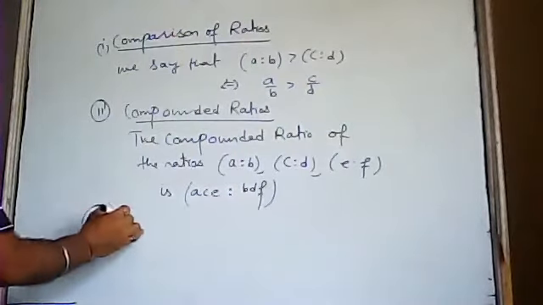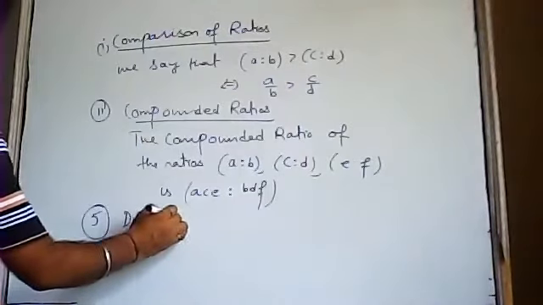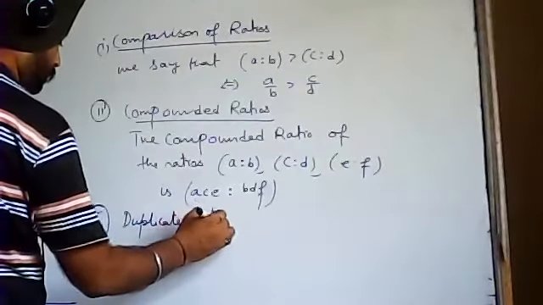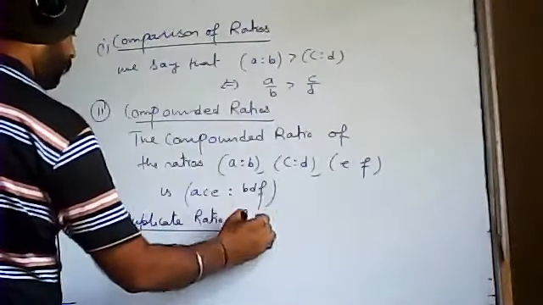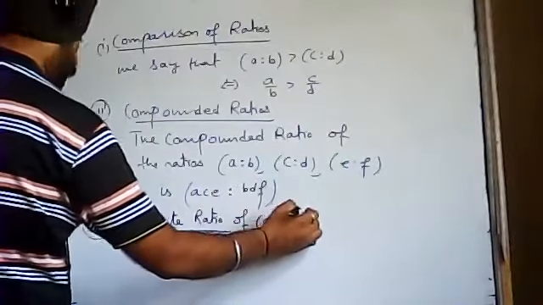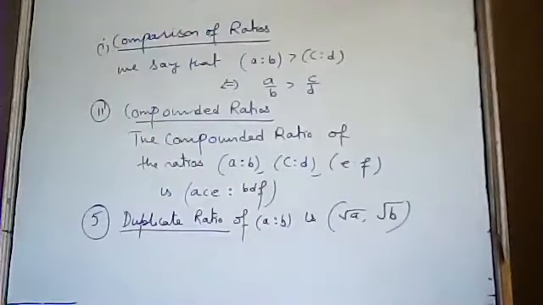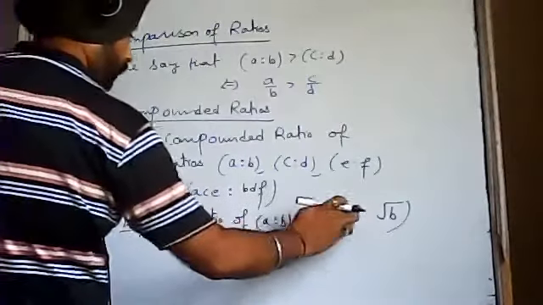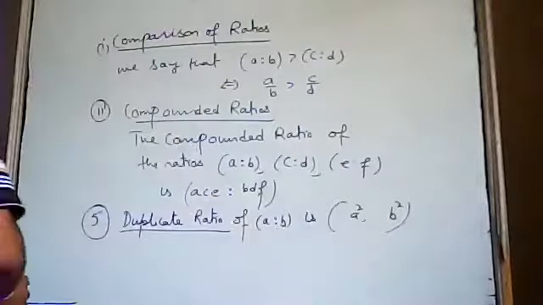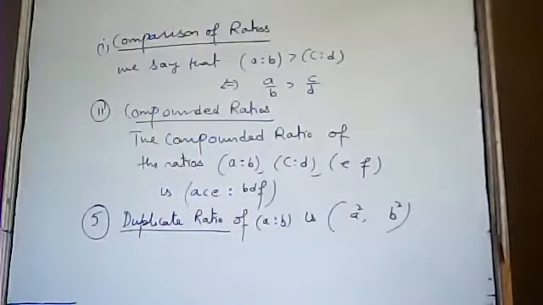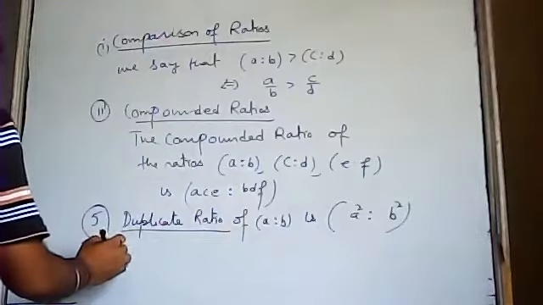Duplicate ratio. Next term is duplicate ratio of A is to B, which is A square ratio B square. Sorry, under root of A and under root of B are the subduplicate. Duplicate ratio of A is to B is A square ratio B square. Please correct this one.